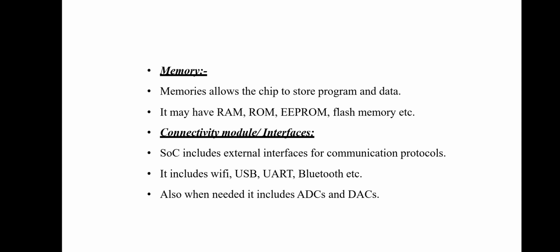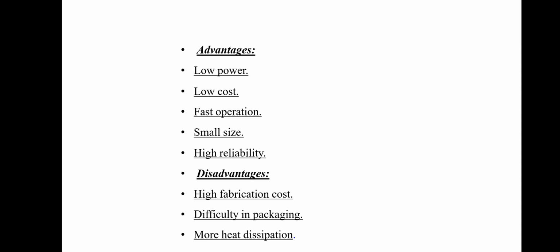Then the connectivity module, that is the interface, means SoC includes external interfaces for communication protocols. It includes Wi-Fi, USB, UART, Bluetooth, etc. Also when needed, it includes ADCs and DACs. ADC means analog to digital converter, DAC means digital to analog converter. Then advantages of SoC are low power, low cost, fast operation, small size, high reliability. Disadvantages are high fabrication cost, difficulty in packaging, more heat dissipation.